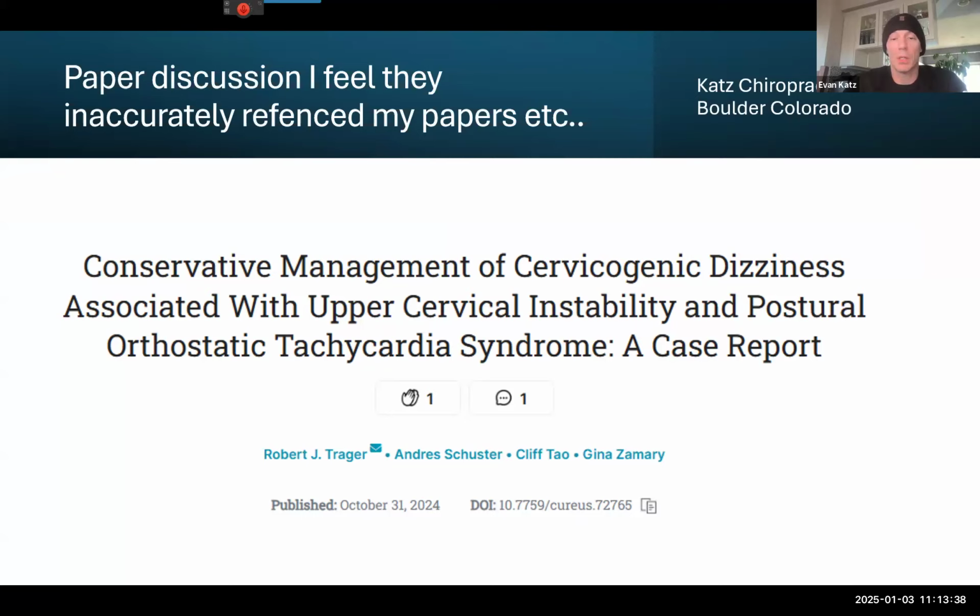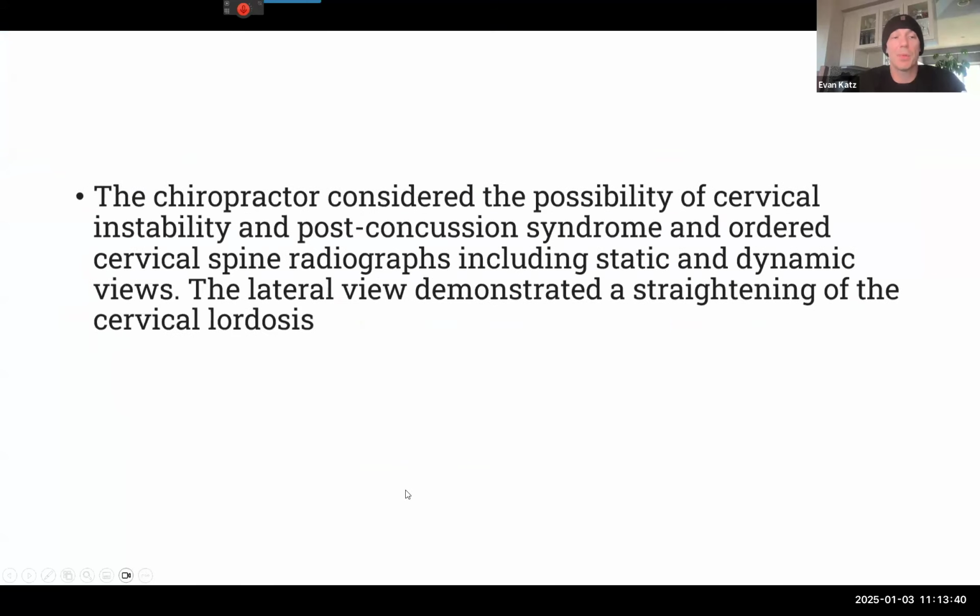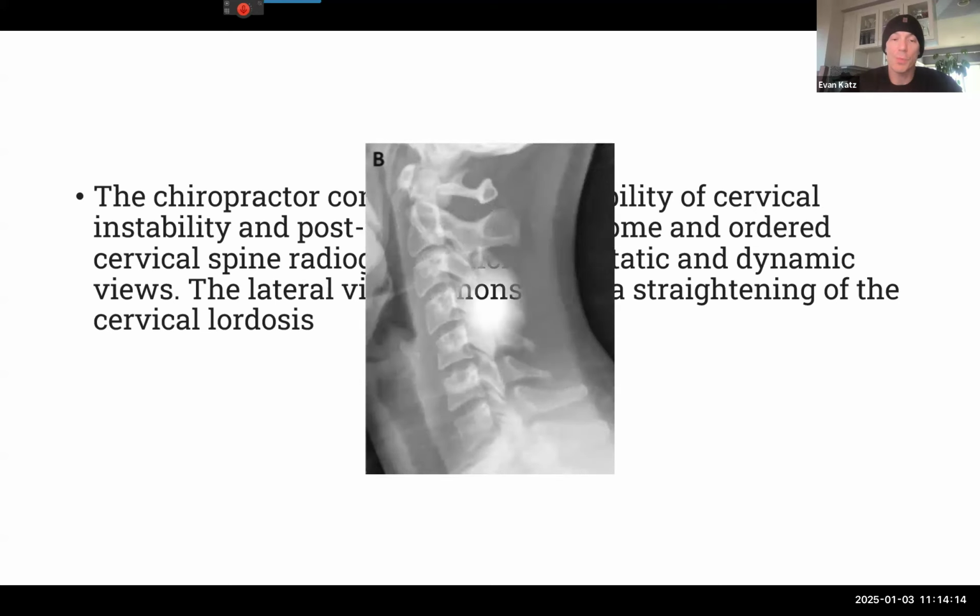In the paper, they mentioned that the chiropractor considered the possibility of cervical instability and post-concussion syndrome in order to order cervical spine radiographs, including static and dynamic views. The lateral view demonstrated a straightening of the cervical lordosis. Now, they did a flexion extension view, which some people call dynamic, but true dynamic is true digital motion X-ray fluoro at 30 frames per second. And that's what we published in our almost 200-person paper looking at upper cervical instability in the symptomatic and asymptomatic population.